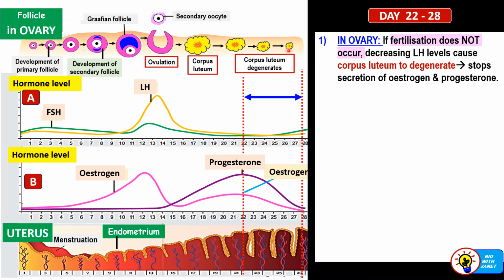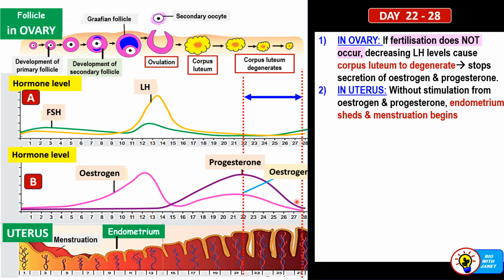When the corpus luteum degenerates, it no longer secretes a lot of progesterone and estrogen. The secretion of estrogen and progesterone will slowly be reduced, as these two hormones are secreted by the corpus luteum. Now, in the uterus, without stimulation from estrogen and progesterone, the endometrium will break down and shed, and then menstruation will begin again in the new menstrual cycle, due to the low levels of progesterone and estrogen.